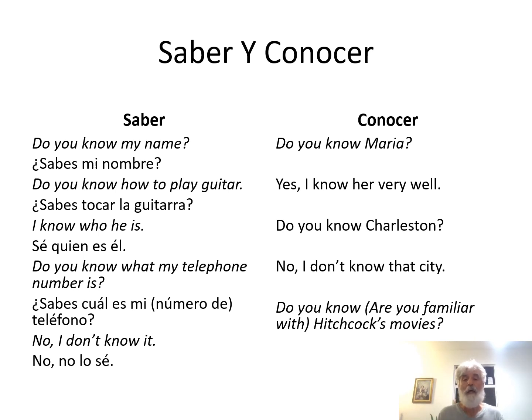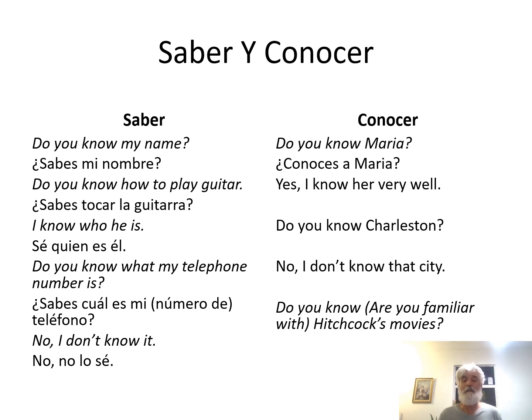Okay, what about conocer? Let's take a quick look. You want to ask somebody, do you know Maria? This is different now. You're not asking, do you know who Maria is or anything factual about her? Do you know her? Are you acquainted with her? You're going to use conocer. ¿Conoces a Maria? And we're using the tú form, so it's conoces a Maria.